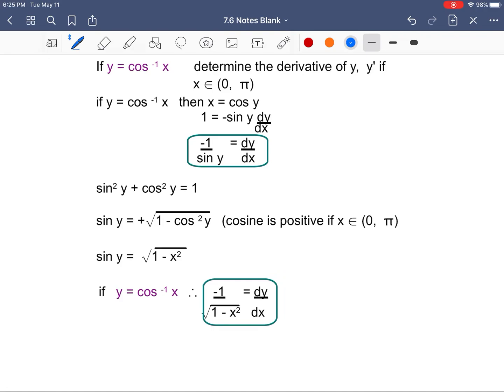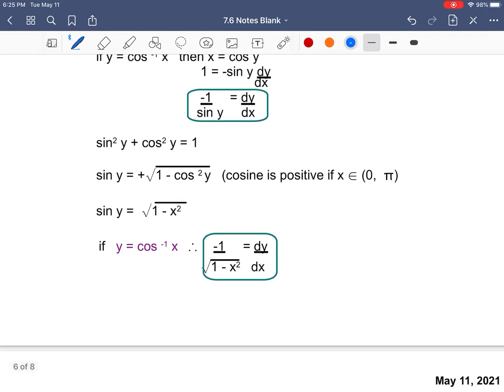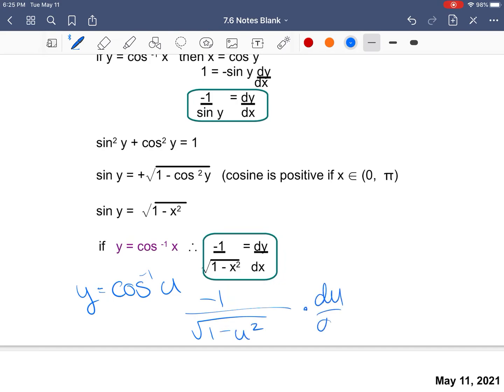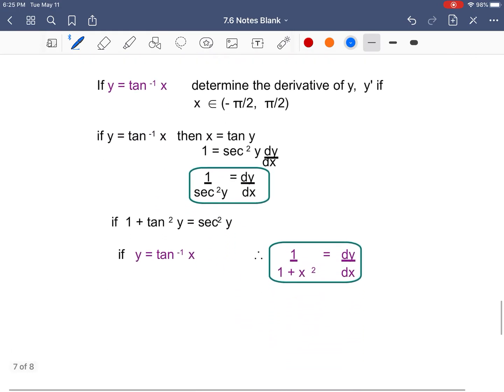Next up, we've got cosine. There's our proof for it. Read through it. We've got our derivative of the inverse. So again, if we're going to turn that into terms of u's, our derivative would be equal to -1 over the square root of 1 minus u squared times du/dx.